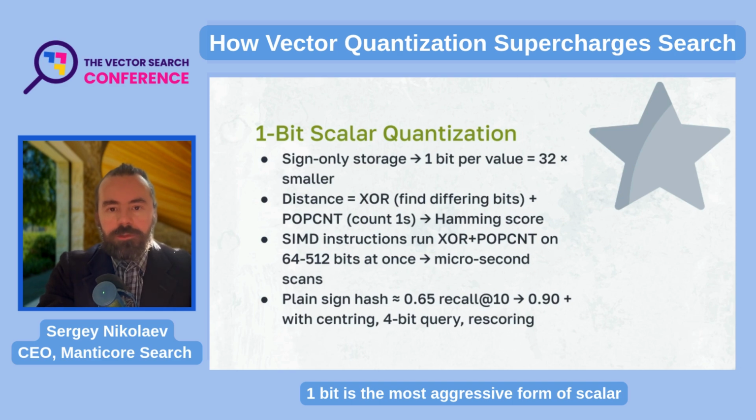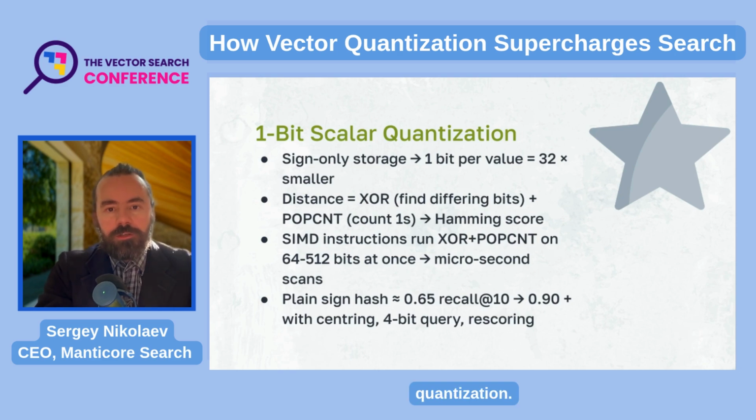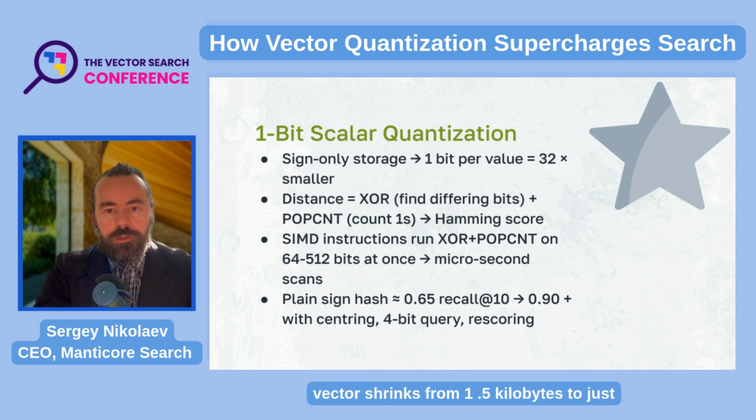1 bit is the most aggressive form of scalar quantization. We save only the sign of every coordinate. Positive becomes 1, negative or 0 becomes 0. A 384-dimensional float vector shrinks from 1.5 kilobytes to just 48 bytes. How do we measure similarity with so little information?